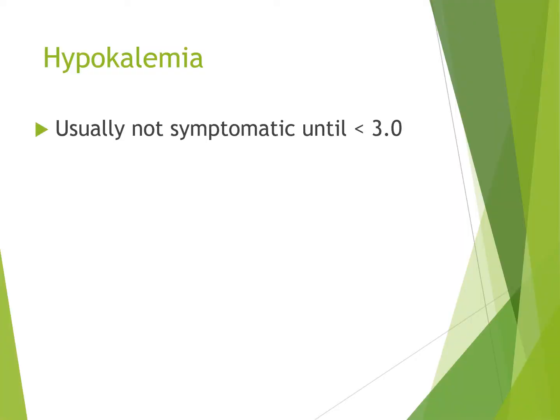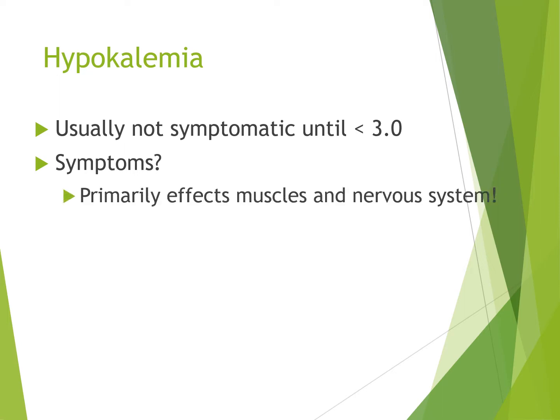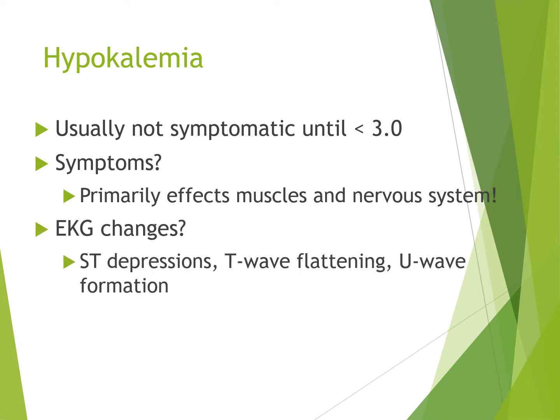So a normal potassium is 3.5 to 5, and often you don't see symptoms until the potassium is less than 3 for hypokalemia. As for the symptoms of hypokalemia, we'll think of what happens if the extracellular to the intracellular potassium is decreased. It's going to slow down the action potential, so muscles are going to be weak. This includes all the muscles of the body, so you'll have generalized weakness, decreased peristalsis of the GI tract, and arrhythmias due to cardiac muscle. The common EKG findings include ST depressions, T-wave flattening, and U-wave formation, and really you just have to memorize this.